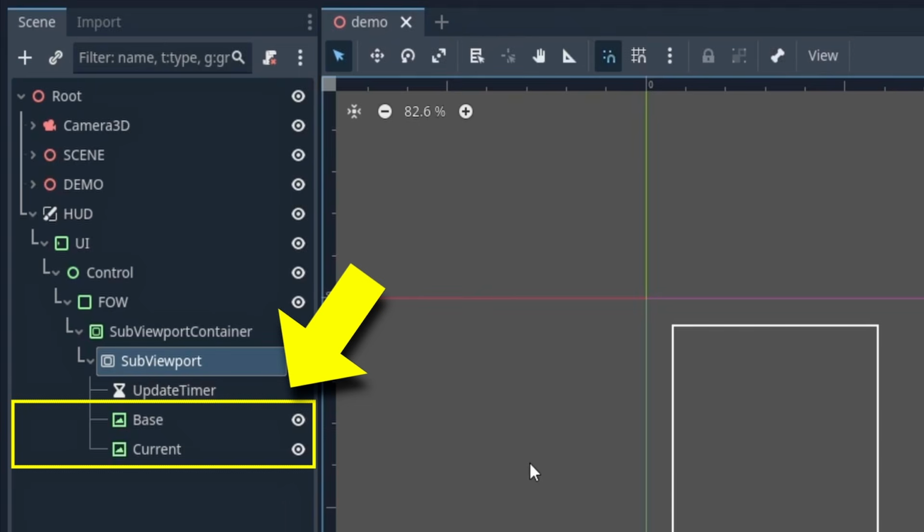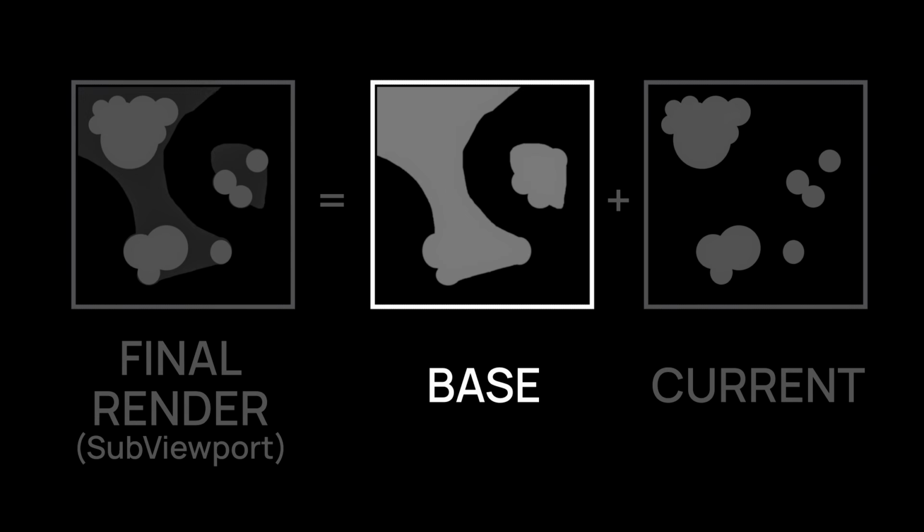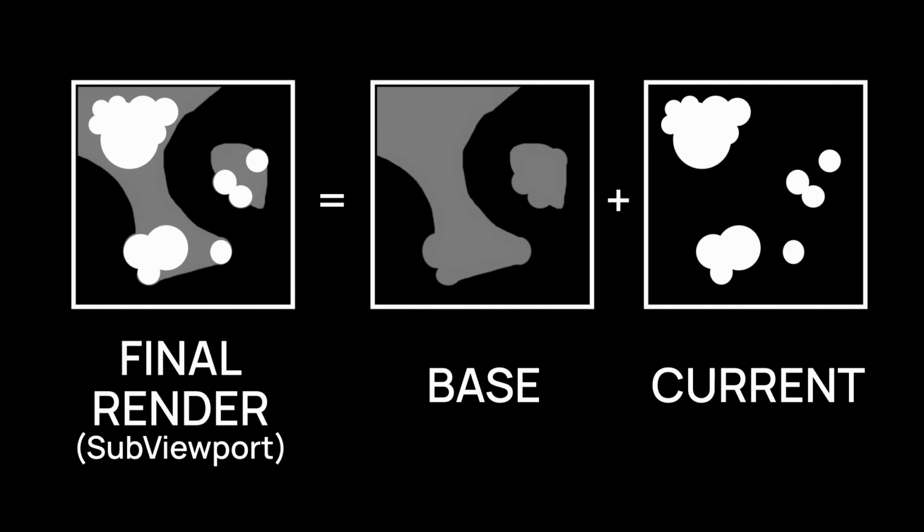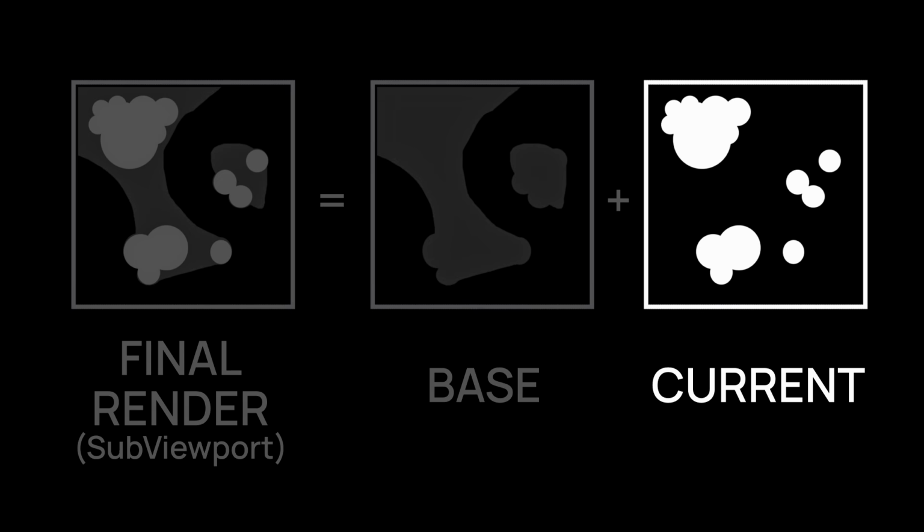The base node will contain the info about the already explored areas, meaning it will have a mask that keeps track of everything that has happened and gradually carves out the mask. We'll use its self-modulate property to make it a dark grey so that it creates those intermediary values in our final fog of war image. The current node, on the other hand, will contain the info about the currently visible areas, meaning that it will be a very dynamic image that doesn't stack the stamp movement over time, but just displays the little white areas matching the fog of war stamp of the unit at this specific time.